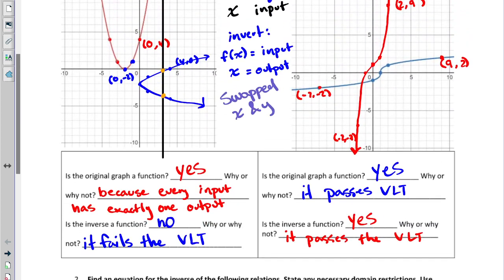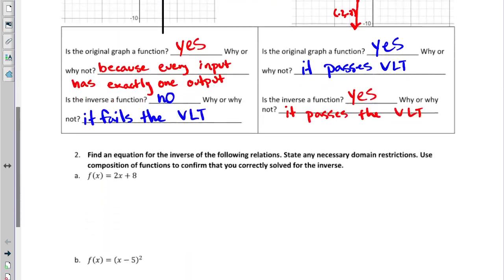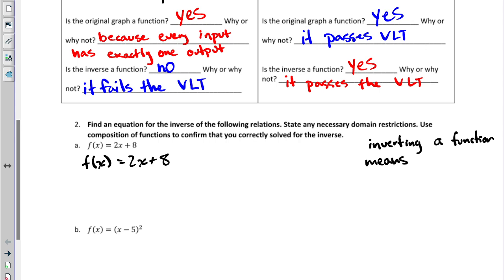Okay, so we talked about how we invert graphs. We just swap x and y. Well, what about inverting equations? What does that mean? What does that do? Right now we have f of x equals 2x plus 8. But I know that inverting a function means swapping f of x and x, right? We're swapping the input and the output.